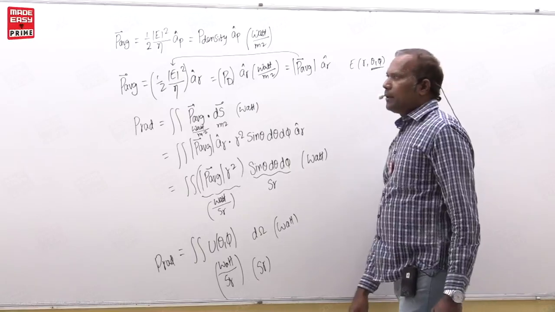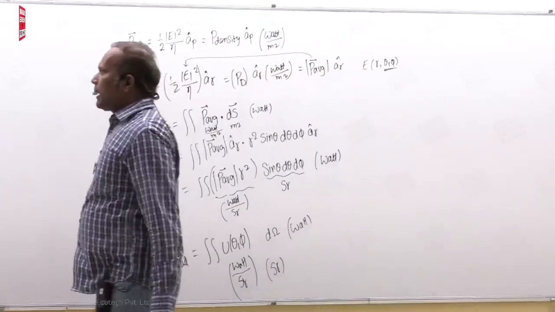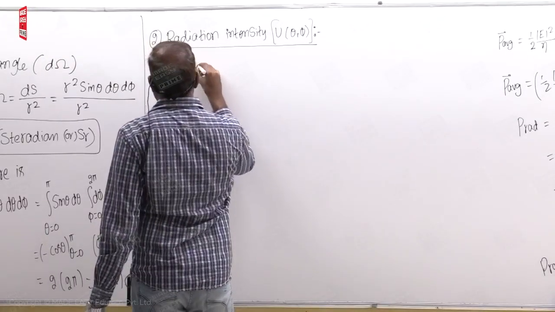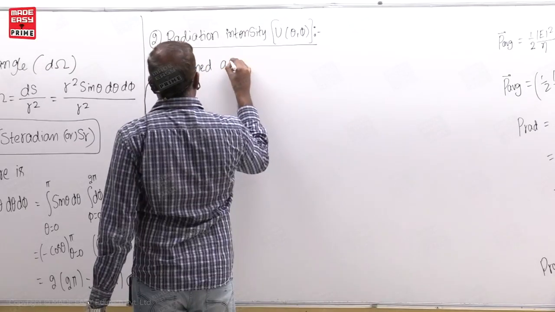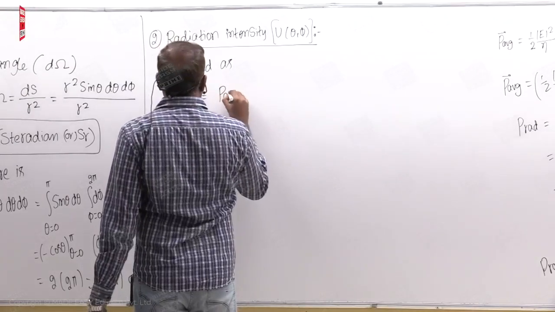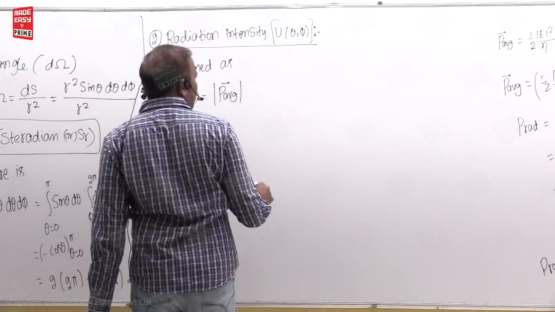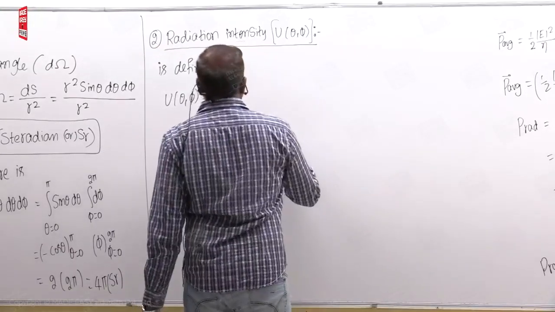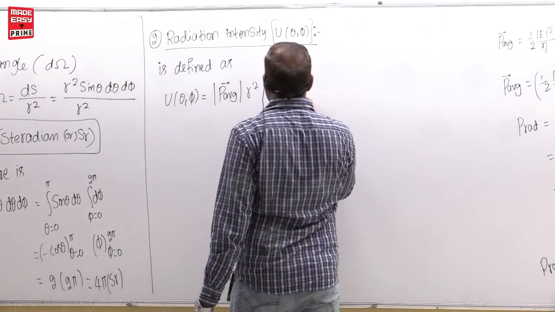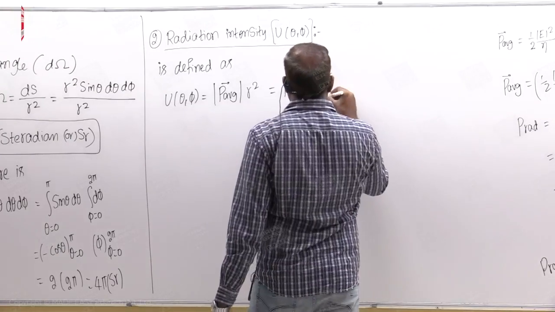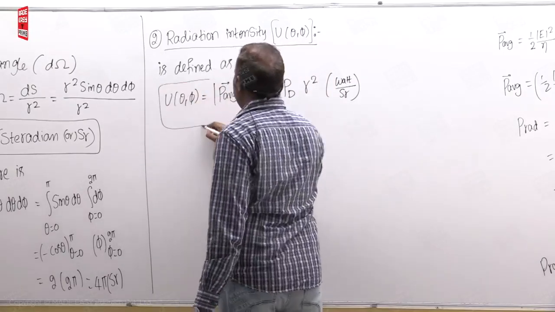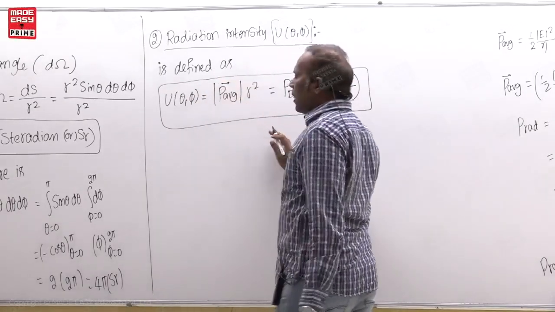Now I will write those things here. Radiation intensity is defined as U(theta, phi) equal to the average Poynting vector magnitude multiplied with r square. That is nothing but power density multiplied with r square. The unit is watt per steradian. You have to remember the formulas.